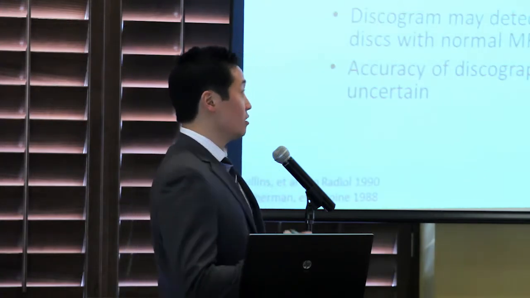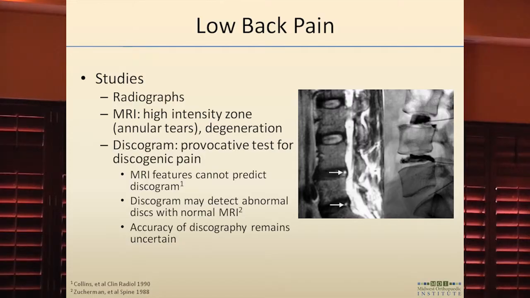So what studies do you get? You get the standard stuff. You get the x-rays. MRIs are useful for looking at the discs themselves. There's been a lot of debate and study about whether or not discs can cause pain and whether or not these high intensity zones, which are essentially tears in the annulus, can cause pain. Up for debate.